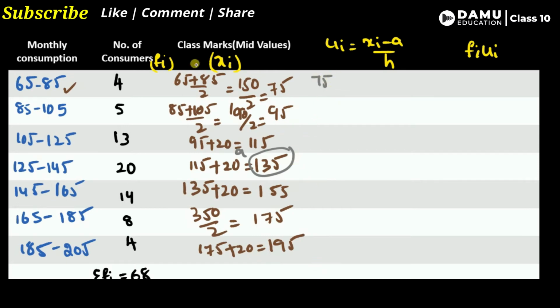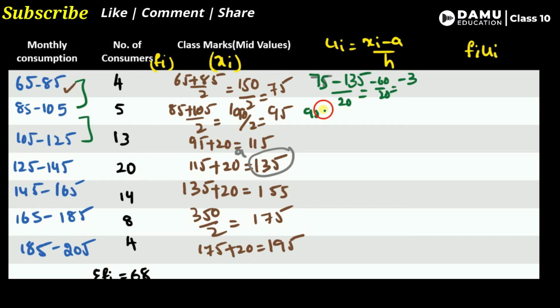So for 75, 75 minus a, which is 135, by h. What is h? As we know, h is equal to the class length, which is 20. The difference is 20. So 75 minus 135 will be equal to minus 60 by 20. Then what will you get? Minus 3. So that is the value.